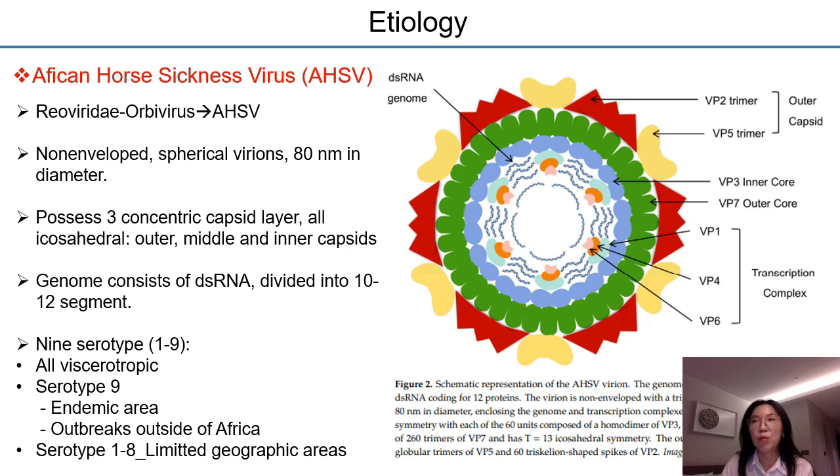It means that between segments, reassortment can occur. There are 9 serotypes, 1 to 9, and all are viscerotropic: the animals infected by AHSV, all viruses are viscerotropic, organotropic. Serotype 9 is in the endemic area and caused the outbreaks outside of Africa, and serotypes 1 to 8 are limited to geographic areas.